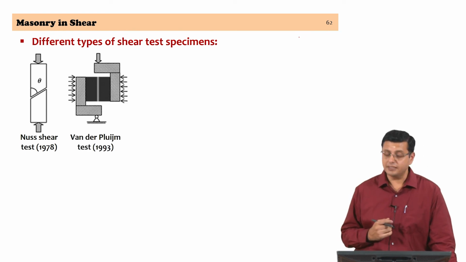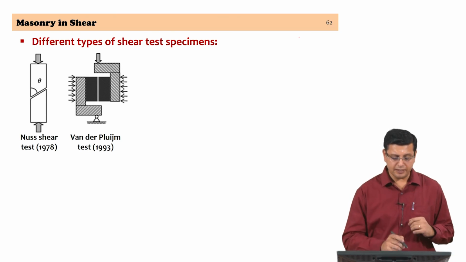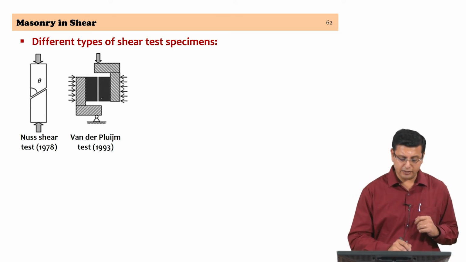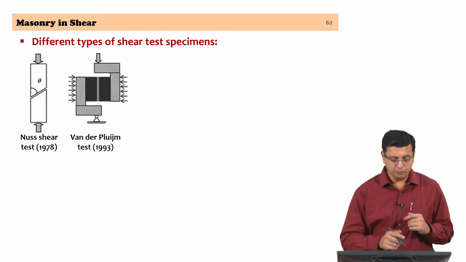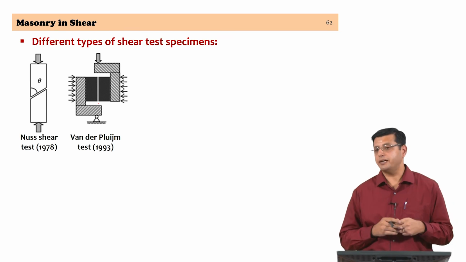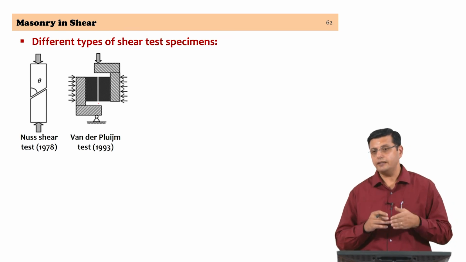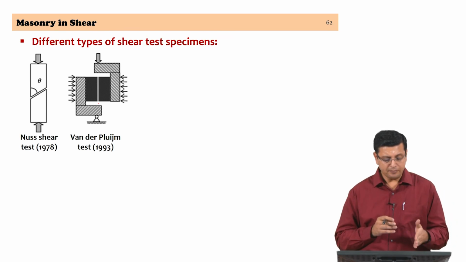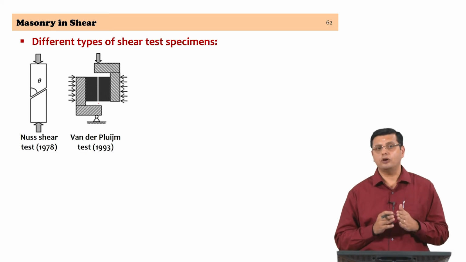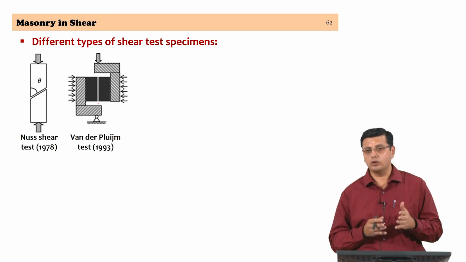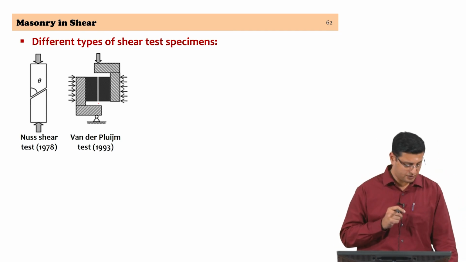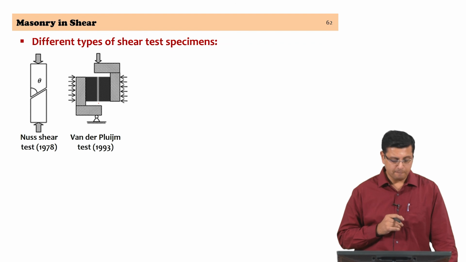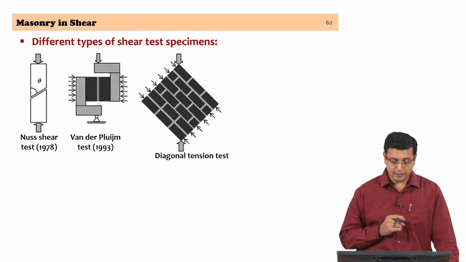You have another test which is quite popular, where you are trying to subject two masonry units jointed with the mortar between the two, subjected to shear, and you expect failure in the masonry joint either at the interface of the unit and the mortar or between the mortar, and that gives an estimate of the joint shear strength. So, this is a test that is used quite extensively.